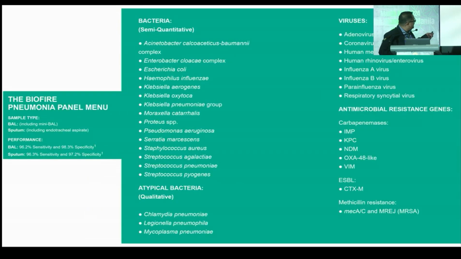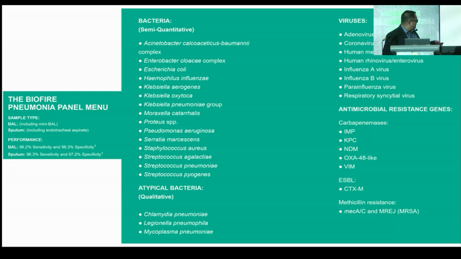For the pneumonia panel, these are semi-quantitative, and this is what I told you about. A lot of these are colonizers, so you probably sometimes have to ask the lab because they'll just report it as positive, but they'll tell you if it's 10 to the 5th, 10 to the 6th, 10 to the 7th, and you can kind of compare which is the predominant organism.